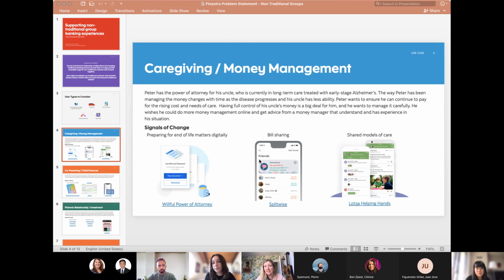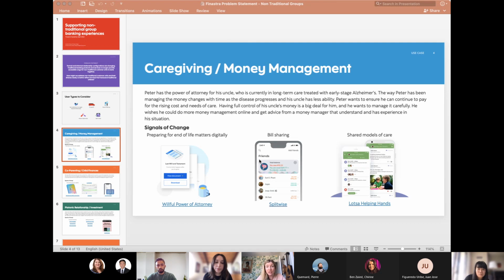The first theme that we looked at is caregiving and money management. So Peter has the power of attorney for his uncle who is currently in long-term care, treated with early stage Alzheimer's. The way Peter has been managing the money changes with time as the disease progresses and his uncle has less ability. Peter wants to ensure he can continue to pay for the rising costs and needs of his uncle's care. Having full control of his uncle's money is a very big deal for him, and he wants to manage it carefully. He wishes he could do more money management online and get advice from a money manager that understands and has experience in his situation.